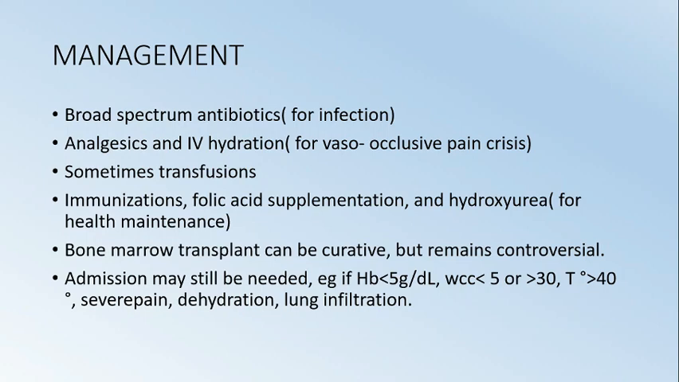But it helps, but not too many repeated episodes. There are immunizations, especially against pneumococci and Haemophilus influenzae, that help. There is folic acid supplementation and hydroxyurea. Hydroxyurea should be considered in patients experiencing repeated episodes of acute chest syndrome, or even with more than 3 crises per year which require hospitalization.